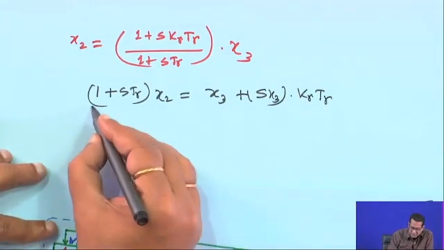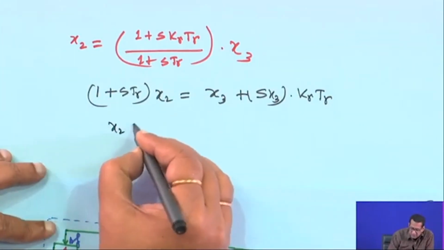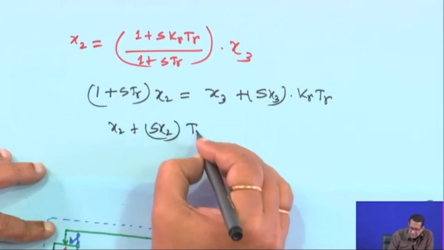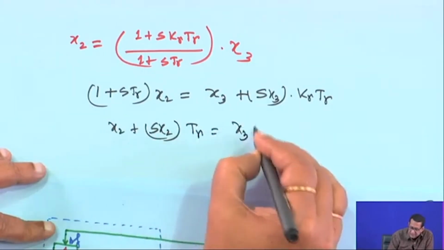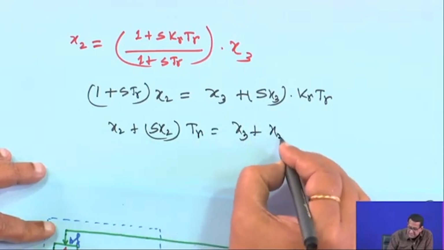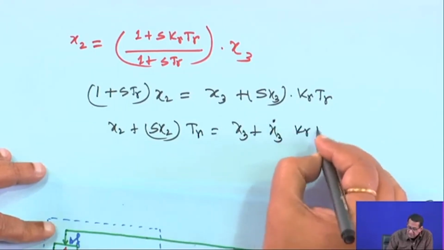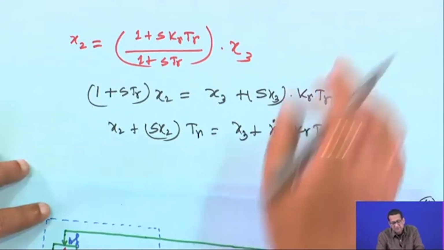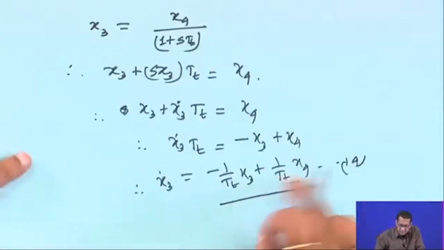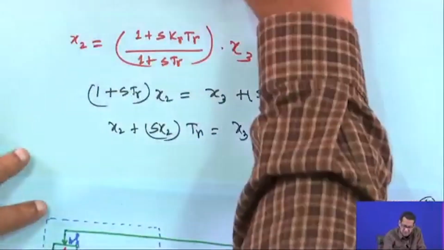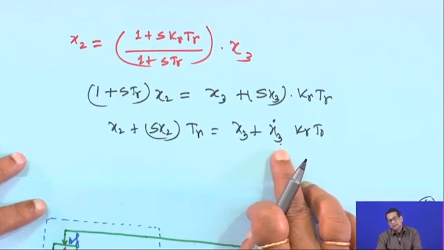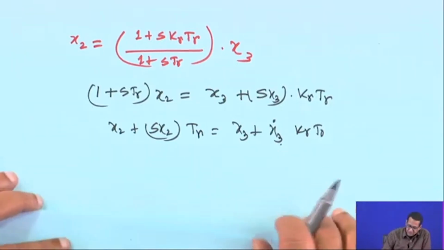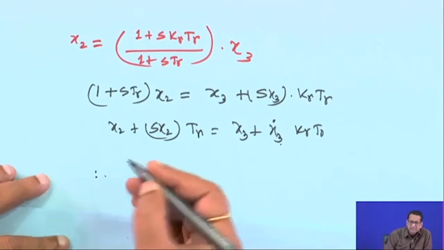If you multiply this, it will be x2 plus s x2 Tr is equal to x3 plus s x3, which means x3 dot, Kr Tr, because x3 dot is coming. You have to substitute this x3 dot value from that equation here, otherwise you cannot. That is why I wrote that equation 3 first, right.